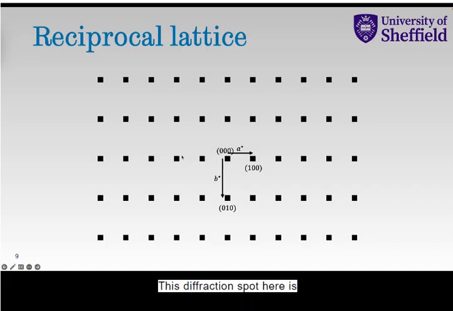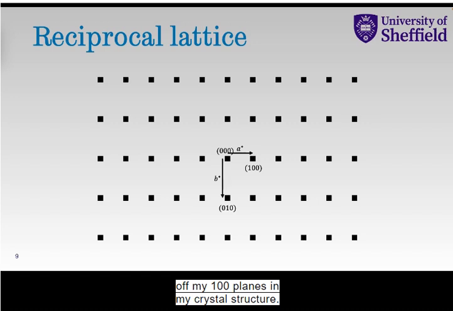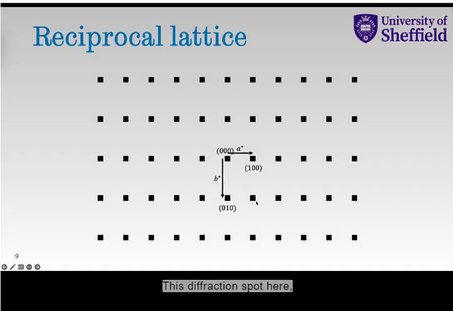So this diffraction spot here is being produced by diffraction occurring off my (1, 0, 0) planes in my crystal structure. This diffraction spot here is being produced by my (0, 1, 0) planes within my crystal structure. This diffraction spot here, which would be my (1, 1, 0) in terms of HKLs, is therefore being produced by diffraction off the (1, 1, 0) planes within the crystal structure. So this is why we've used this Miller indices way of describing it, because it turns out we can relate this to what we see in the reciprocal lattice.